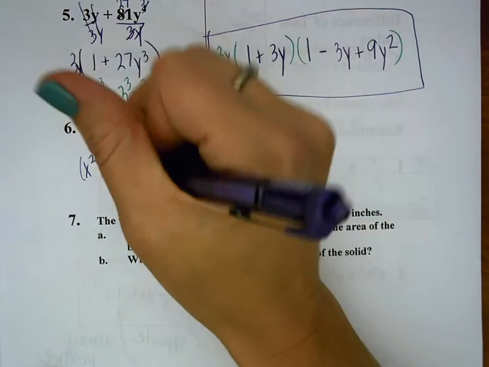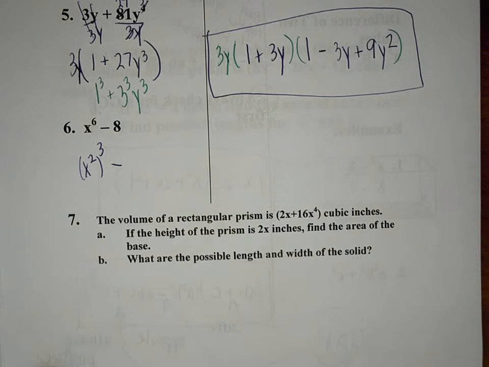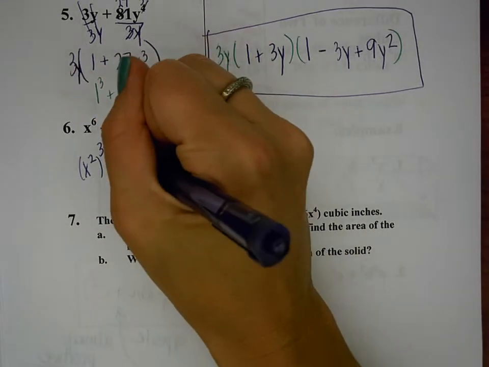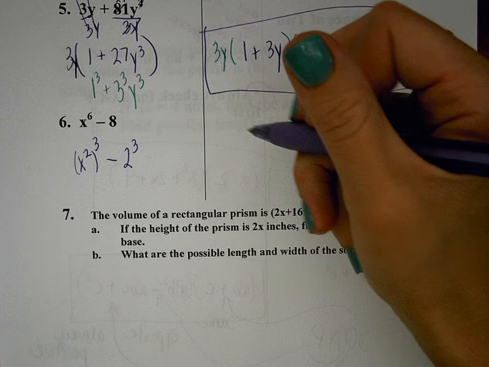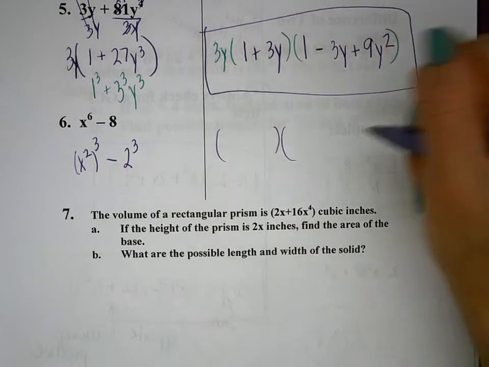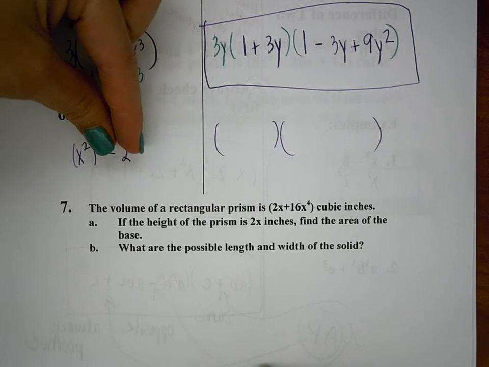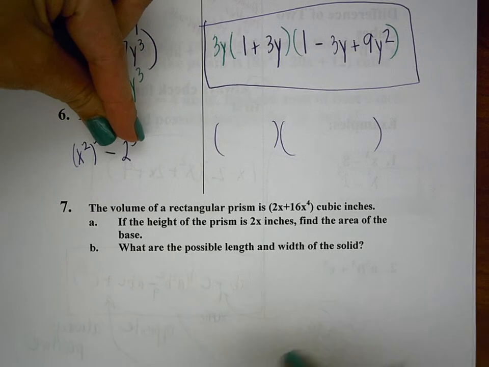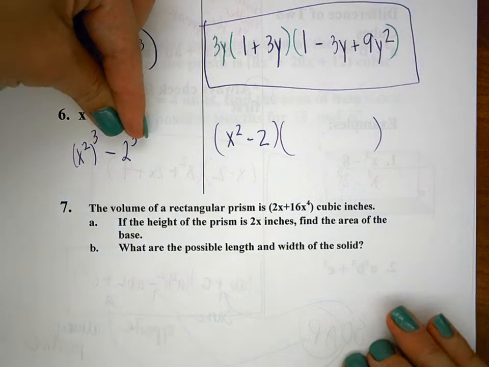Minus 8. How do I write 8 as a cube? Hopefully you said 2 cubed, and that is correct. We make our 2 parentheses. We have our smaller one and our larger one. The first one, again, now remember, this time we are taking away the cubes. So that means I have x squared minus 2 in my first parenthesis.